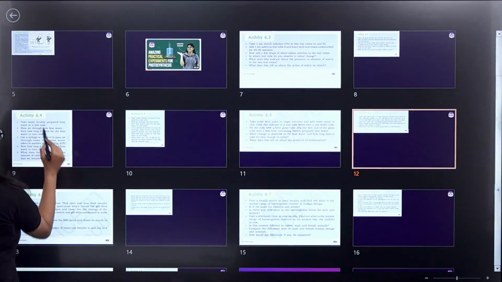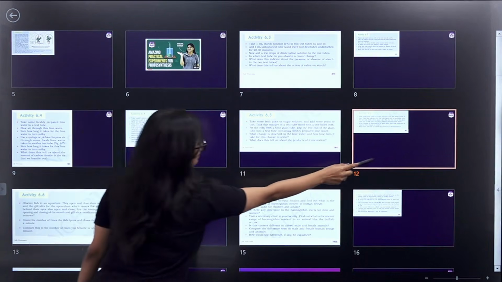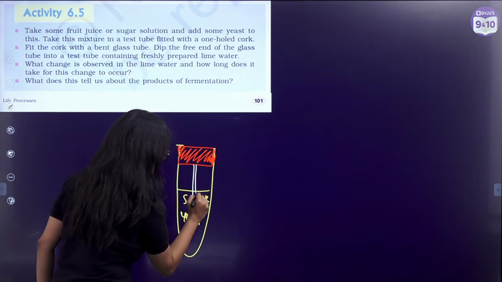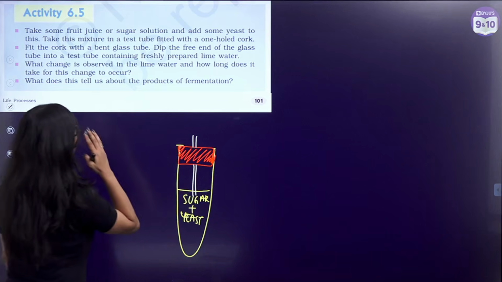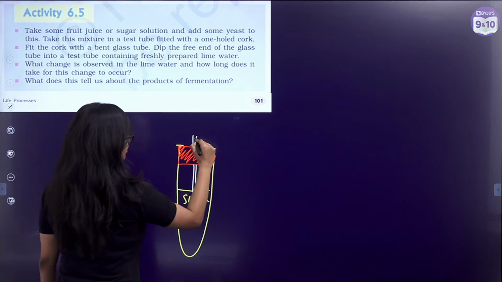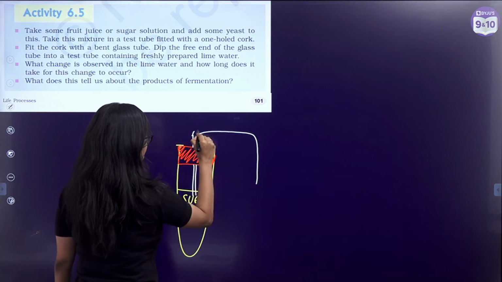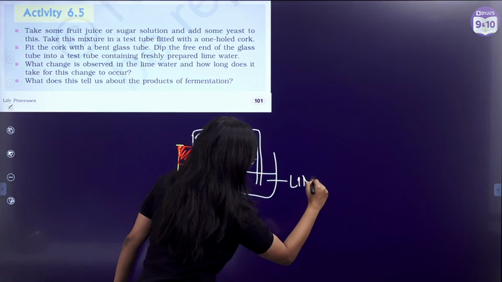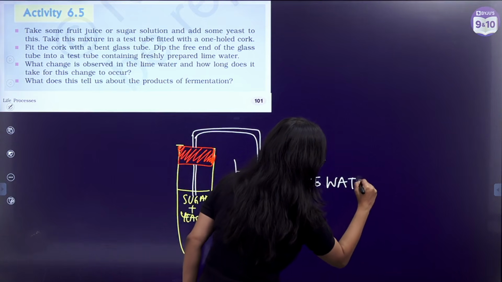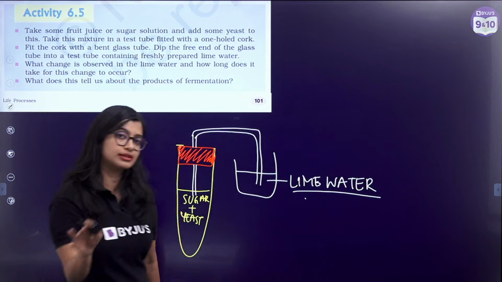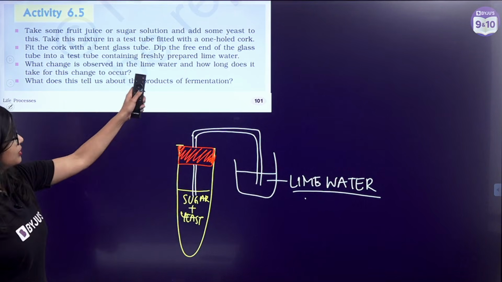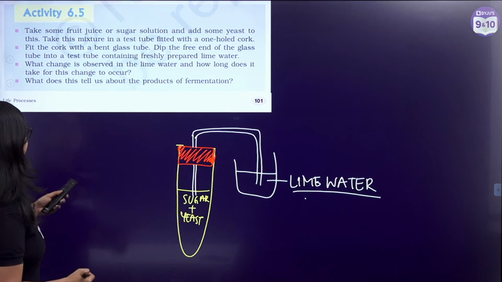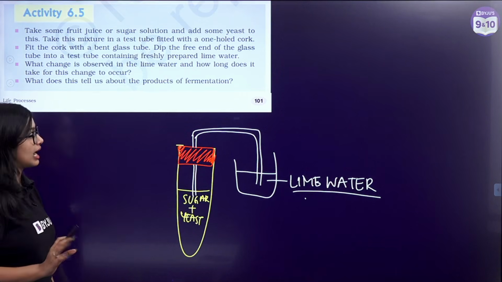Now I have made sure that I have opening only for one straw, like a U-tube, kind of thing, right? It's a bent glass tube, right? So it is bent and it goes into another solution which has lime water. Now you know where this experiment is going to. At this point, you don't even need me to tell you, you know the answer. But nonetheless, dip the free end of the glass tube into a test tube or a structure containing freshly prepared lime water.